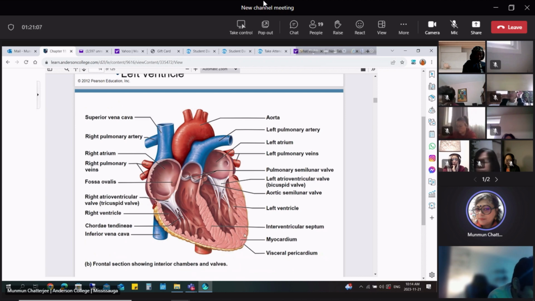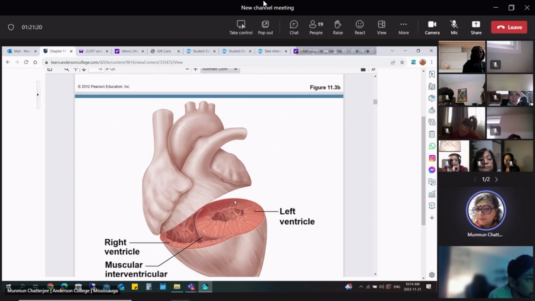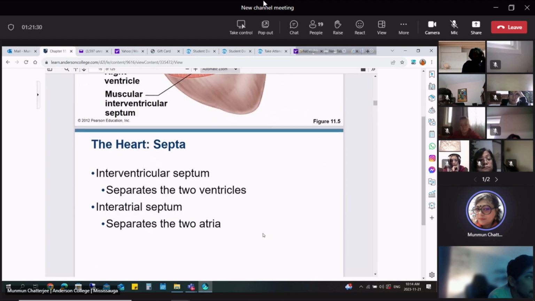So this is the left ventricle, this is the right ventricle, this is the right atrium, this is the left atrium. And then we are going to talk about the associated structure. So how it looks if you cut in the cross section. This is the right ventricle, this is the right atrium, this is the left atrium, this is the left ventricle.